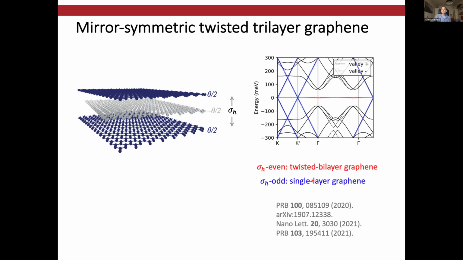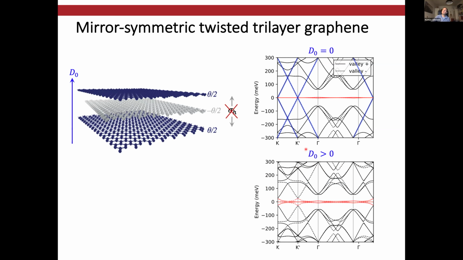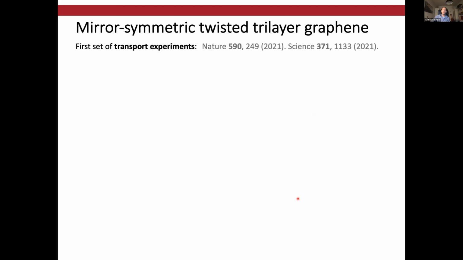Furthermore, the mirror odd sector is equivalent to single layer graphene, which is the reason for having these highly dispersive Dirac cones in the band structure. Now, in experiment and in theory, you can break this symmetry by applying an electric field or displacement field, and this will lead to a hybridization between these different sectors. But as you can see here, the Dirac cones will actually still survive, and that's because C2z times theta is still a symmetry. Now, this system has been realized experimentally by a variety of groups. Let me maybe mention here the first, to the best of my knowledge, 2 experiments that reported physics in this system. And they were transport measurements, and they already found a very interesting set of complex many-body physics.